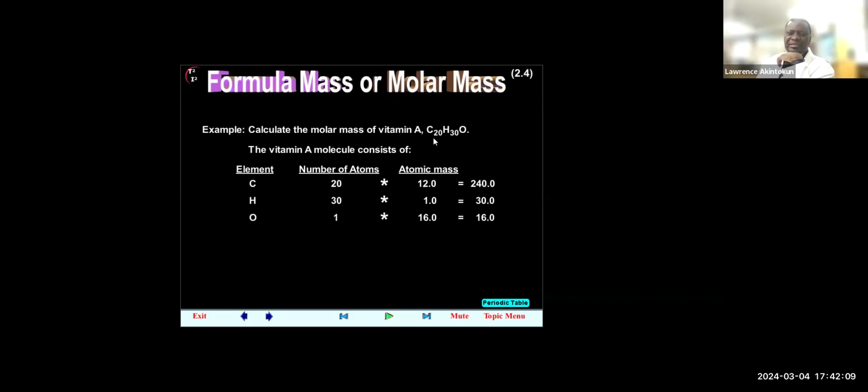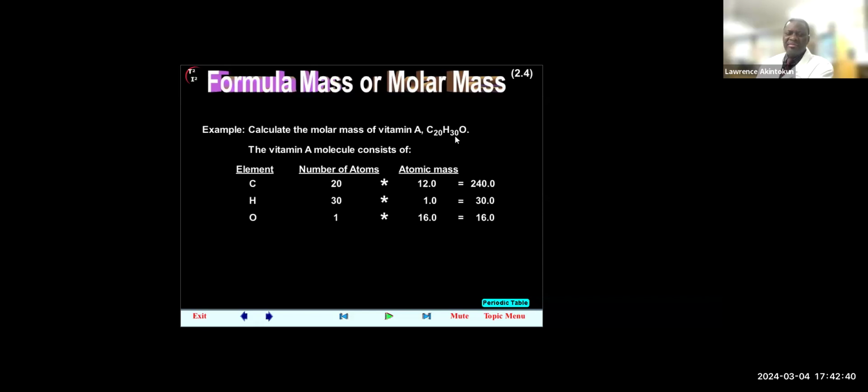All right, remember that the subscript is the small number at the bottom of the symbol, and that represents the number of atoms you have in that formula. And the atomic masses are found on your periodic table. So all you have to do is to look for carbon. Carbon is 12.0, multiplied by 20, because you have 20 atoms of carbon in that vitamin A formula. So 20 times 12 will give us 240.